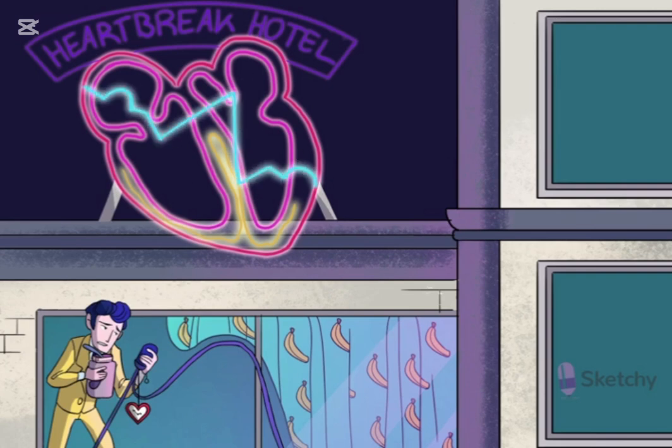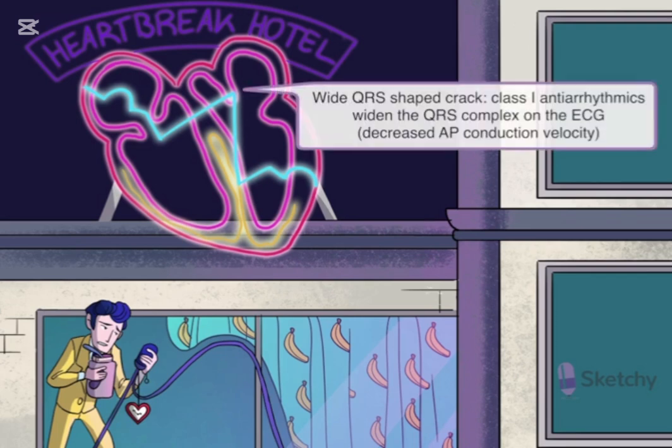Whoa, check out the crack in that broken heart. Notice the shape of it looks like an ECG tracing. You've got the P wave bump, the QRS spike, and the T wave bump. But look at the size of that QRS. It's huge. Now that's a broken heart. Remember that type 1 antiarrhythmics all decrease the slope or slow down the upstroke of the action potential in the myocardium, and hence decrease conduction velocity of the action potential. On the ECG, this is seen as a widened QRS complex due to the increased ventricular depolarization time.